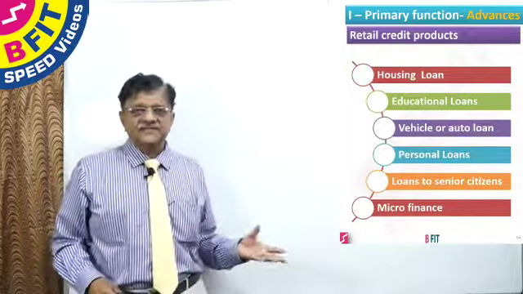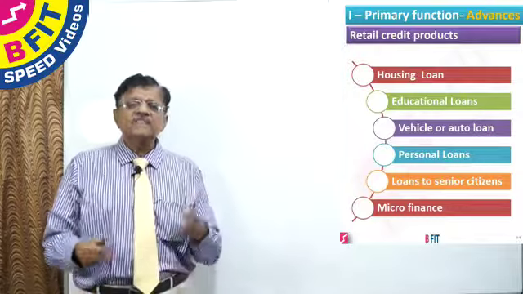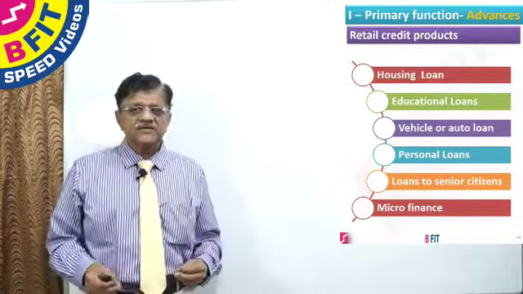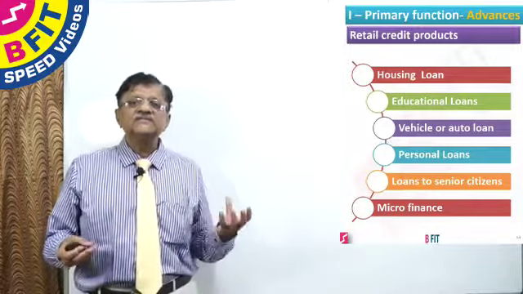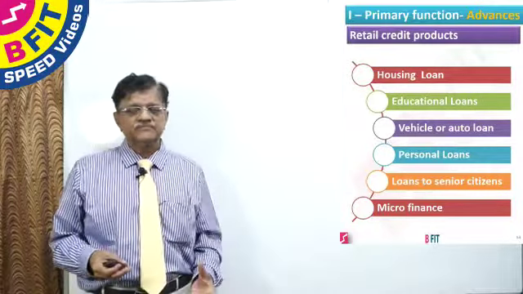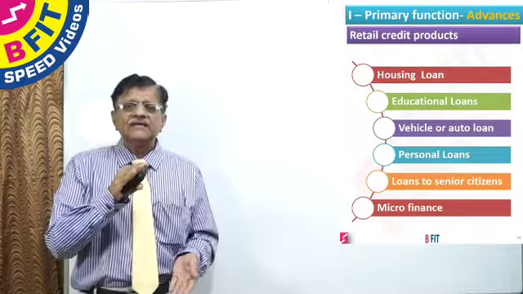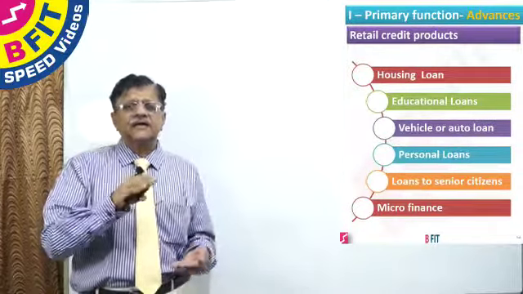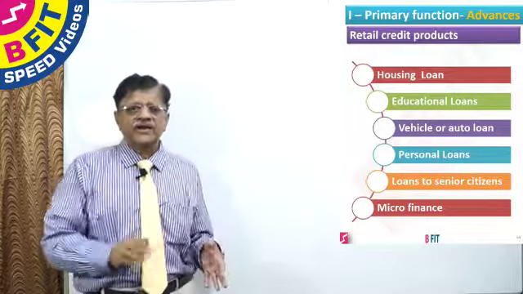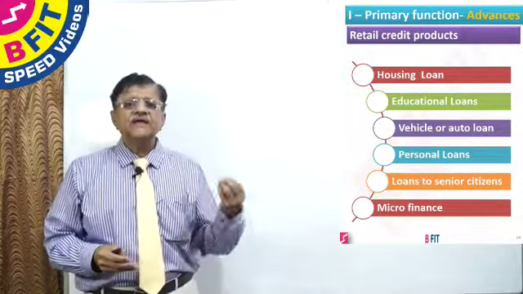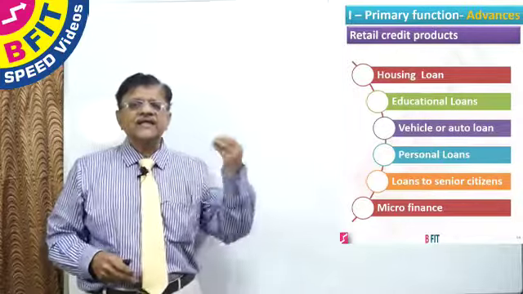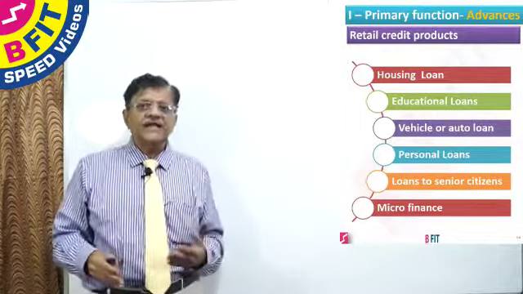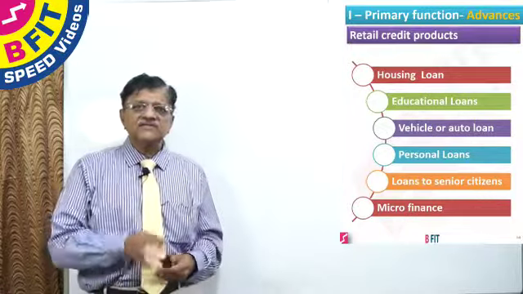Then microfinance. Self-help groups are formed, and these self-help groups are given advances by various banks so that the groups' income can go up. This is not the entire list of categories. I have only given the major important loans under the retail category. We shall see all these categories in detail when we deal with loans and advances in other lessons.